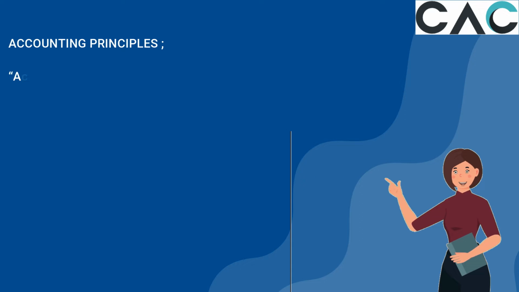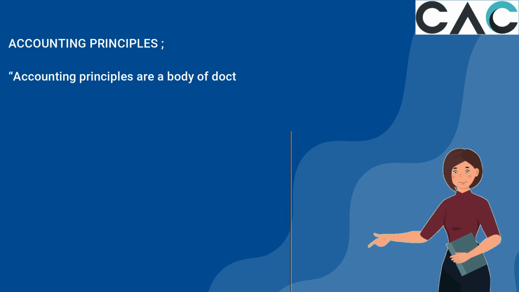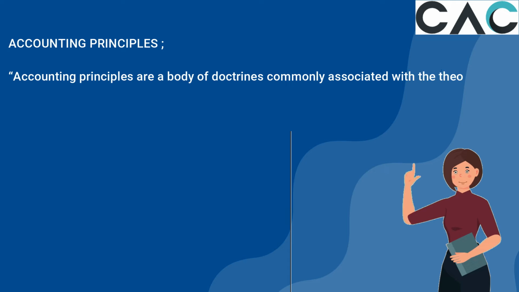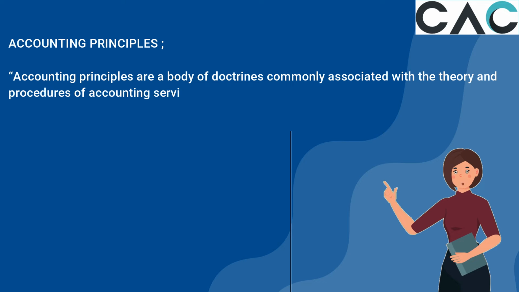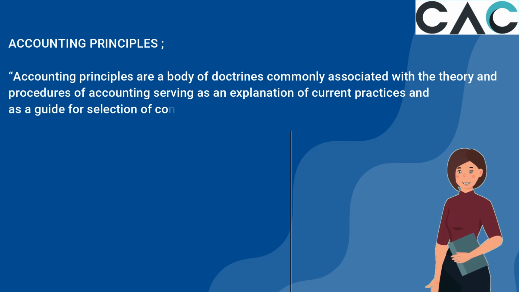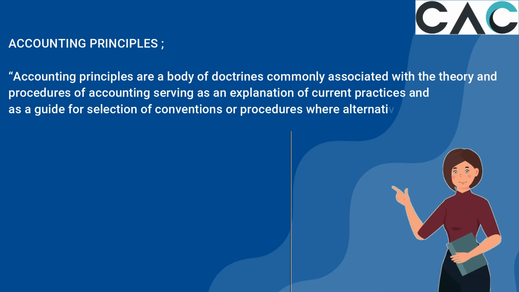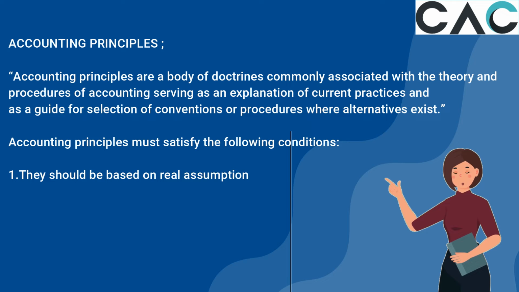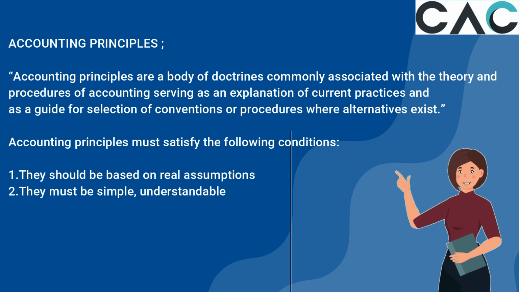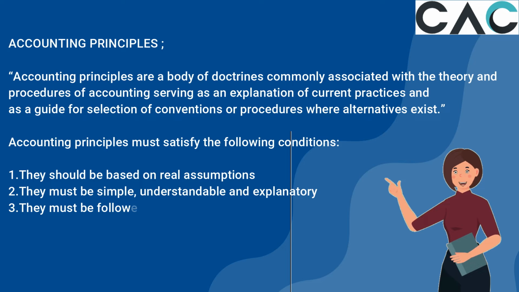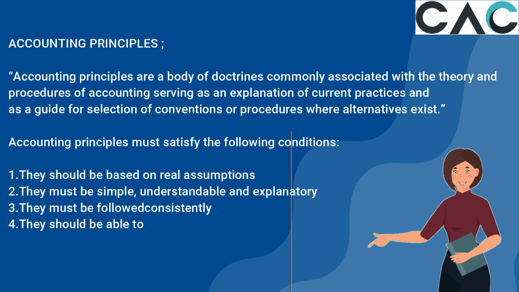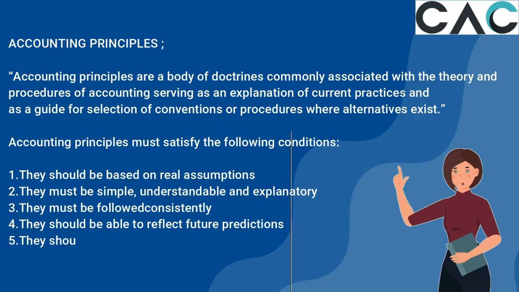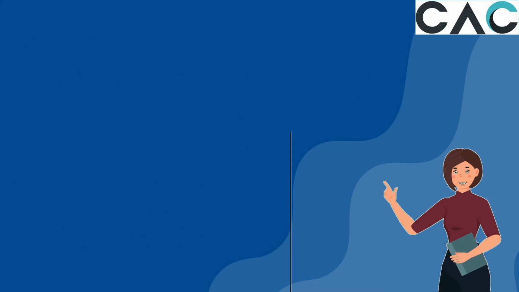Accounting principles. Accounting principles are a body of doctrines commonly associated with the theory and procedures of accounting, serving as an explanation of current practices and as a guide for selection of conventions or procedures where alternatives exist. Accounting principles must satisfy the following conditions. 1. They should be based on real assumptions. 2. They must be simple, understandable, and explanatory. 3. They must be followed consistently. 4. They should be able to reflect future predictions. 5. They should be informational for the users.